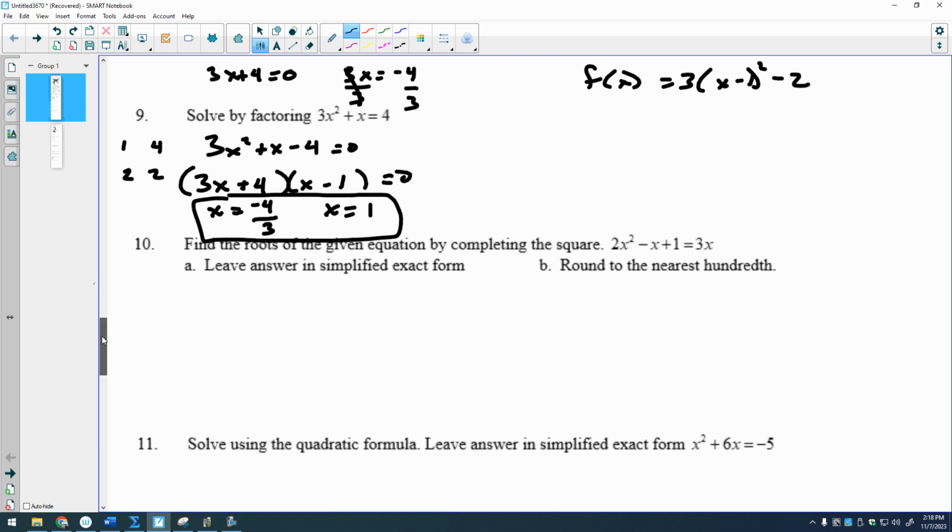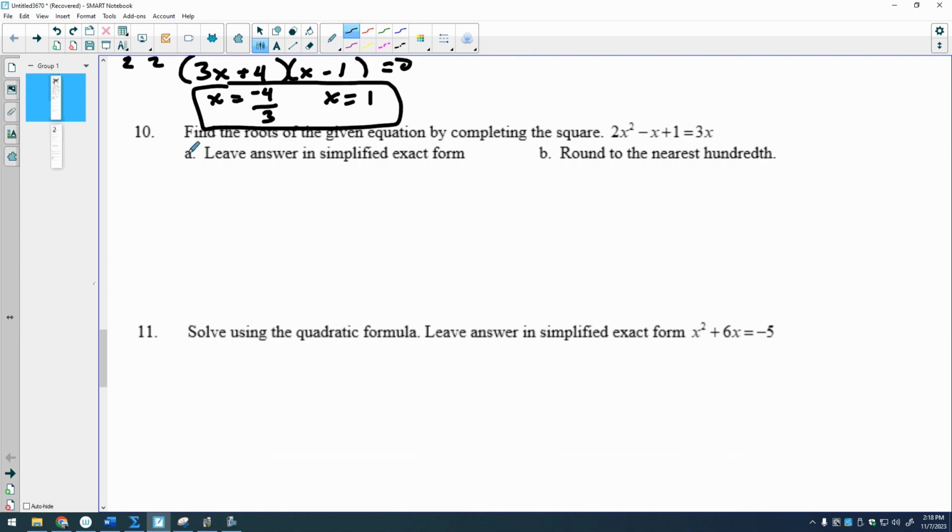Okay, number 10. Find the roots by completing the square. So I'm going to move the 3x over, so I have 2x squared minus 4x, and I'm going to get rid of the 1 at the same time. So I subtracted 1 from both sides, and I subtracted 3x from both sides.